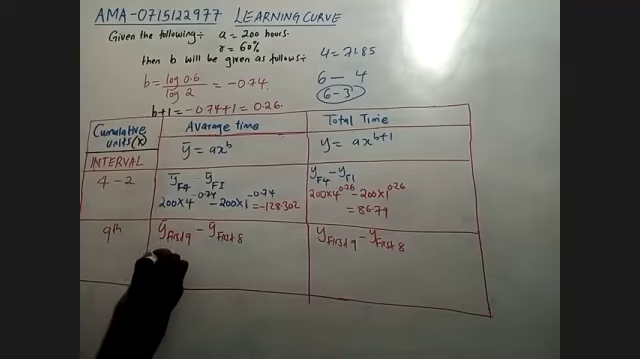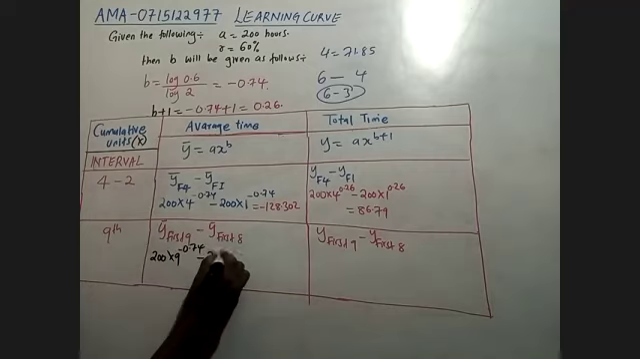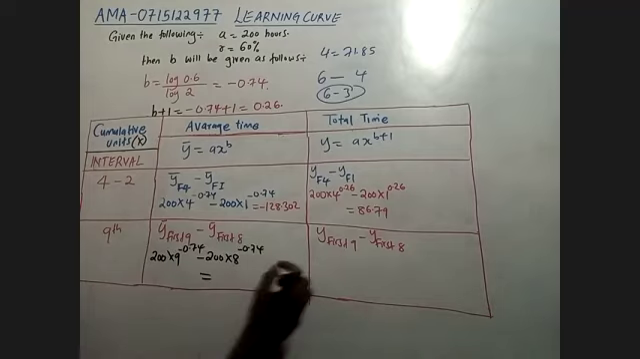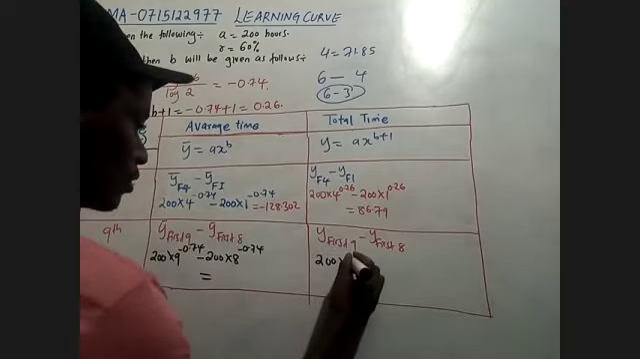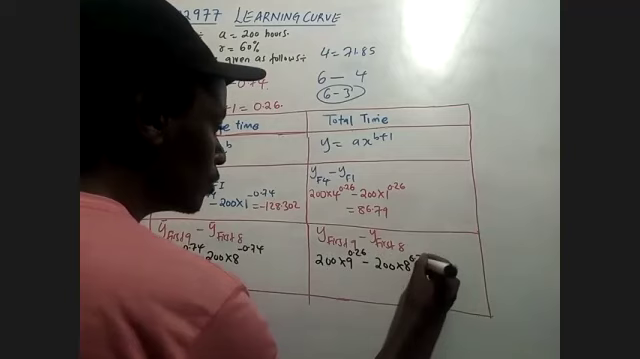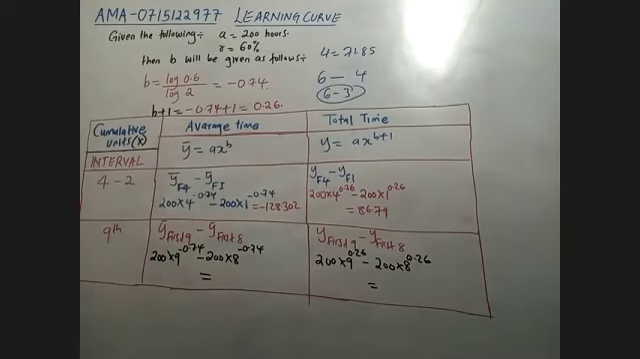So here it will be 200 times 9 to the power negative 0.74, then 200 times 8 to the power negative 0.74. So you will get the answer. It's going to be equal to 200 times 9 to the power 0.26 minus 200 times 8 to the power 0.26. Now how much is the answer for that one?